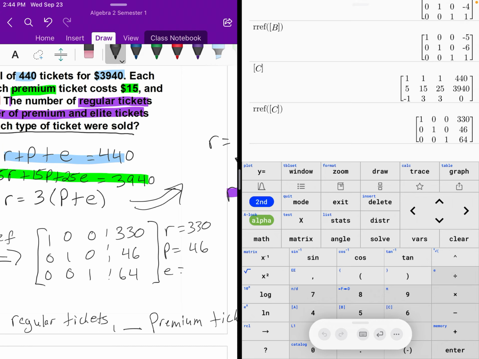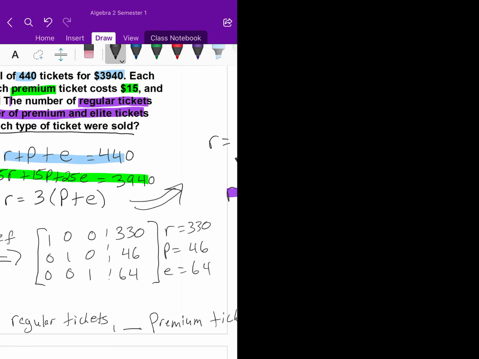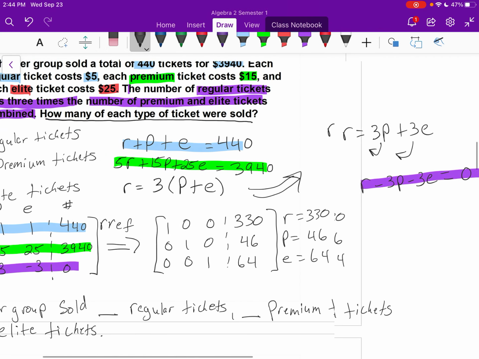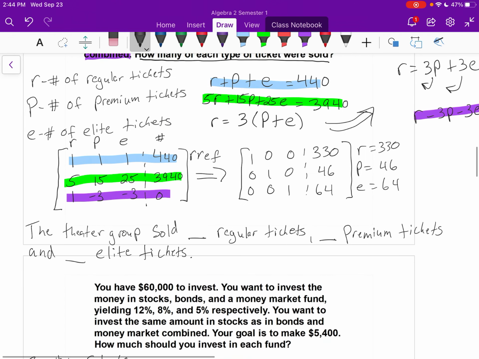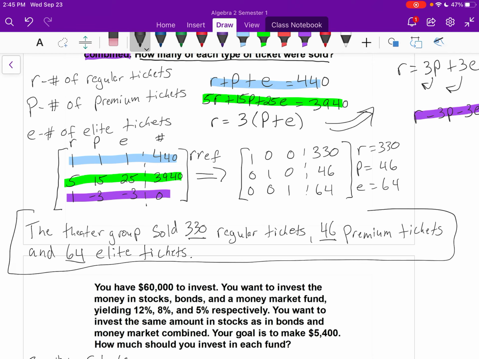And this was our elite tickets. And again, with word problems, we always write a sentence for our answer. So I went and wrote a sentence out with some blanks. The theater group sold 330 regular tickets. They sold 46 premium, and then finally 64 elite. Okay, so there is our answer.